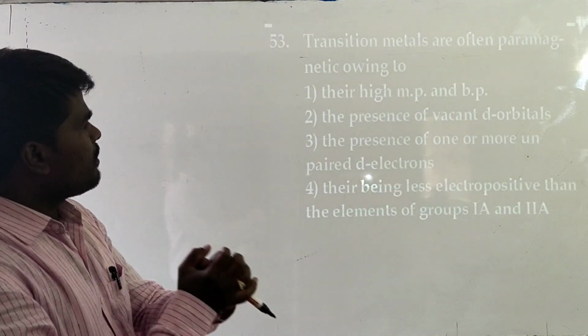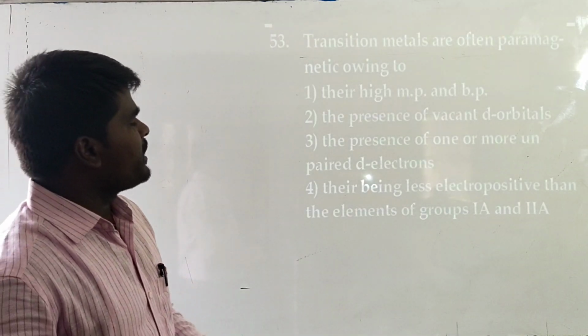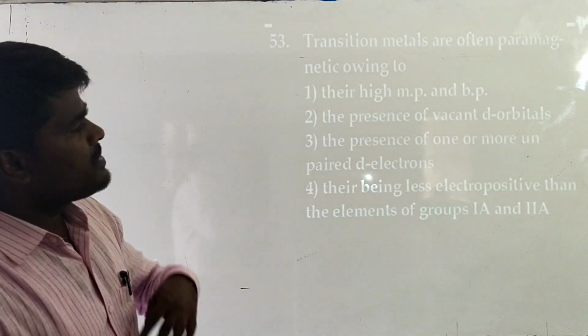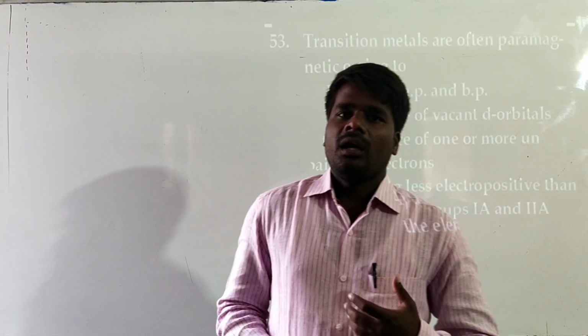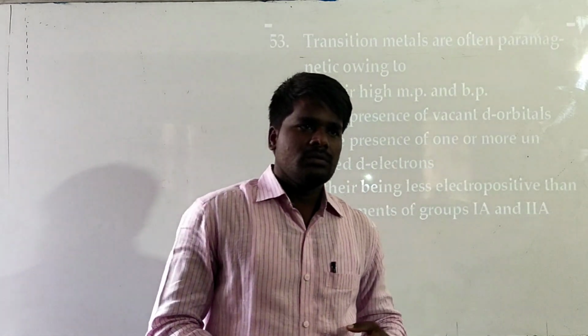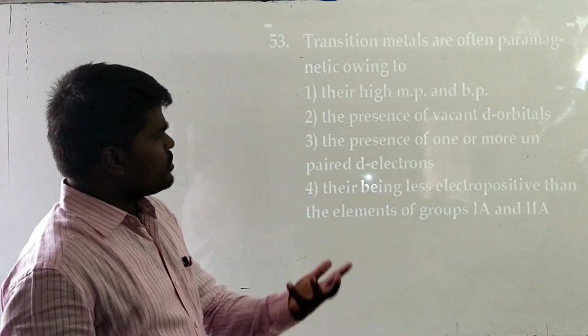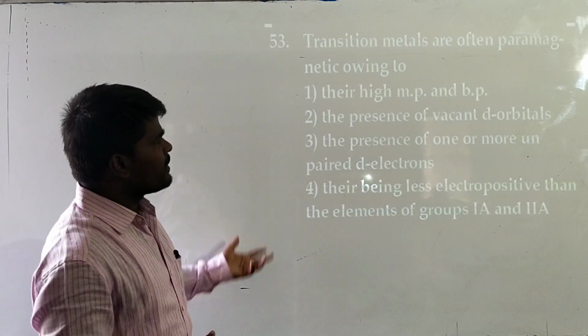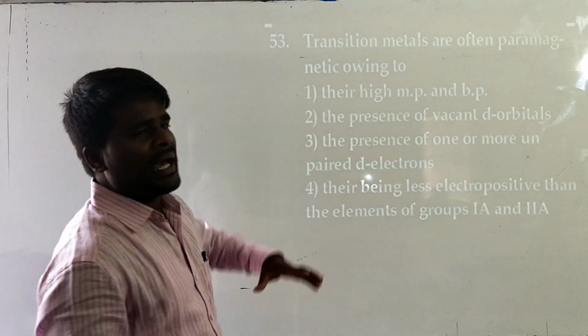Here we have our next question. Transition metals are often paramagnetic owing to what? Most of the transition metals are paramagnetic in nature, and they also exhibit color, and they are also useful for catalytic purposes. There are several properties. One property of transition metals is that they act as paramagnetic in nature.